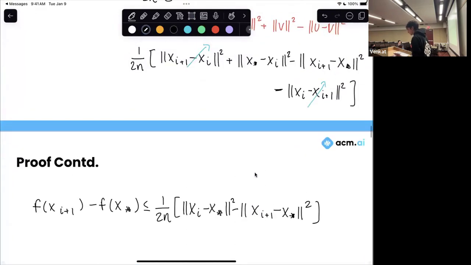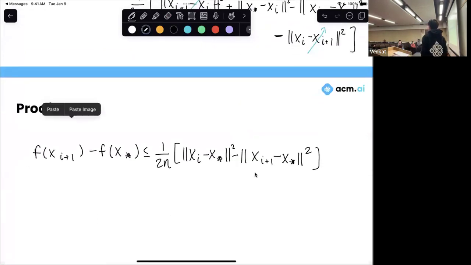So I just canceled these two terms out and I'm left with x star minus xi and xi plus 1 minus x star. And these two are again the same thing. They're equivalent to each other because it's a -1 trick that we can do. Okay. So now we get into the telescoping sum portion.